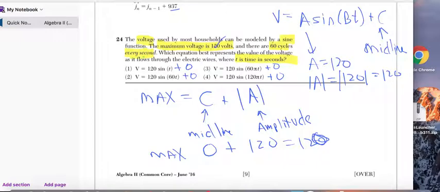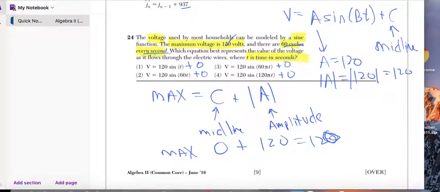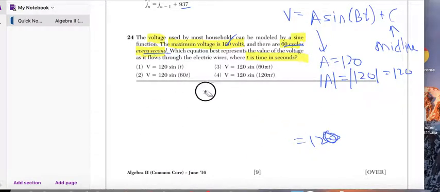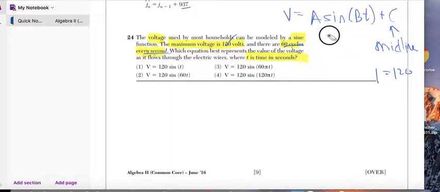That doesn't really help us. But there are 60 cycles every second. So this is where we get into it. The only thing we're looking at now is that all of them have a max of 120. So this was not really useful for us because they didn't even have to tell us that. Basically, we want to see which one has 60 cycles per second. So here's what we got, guys.